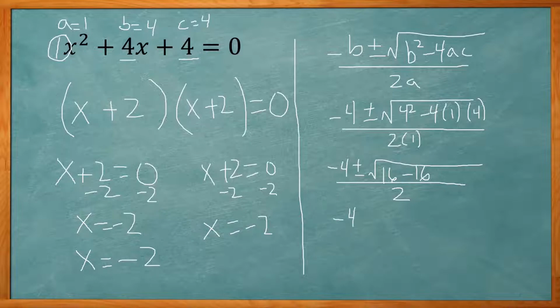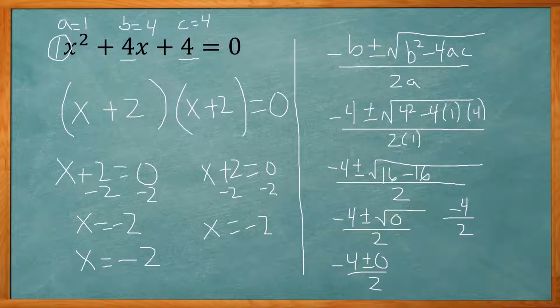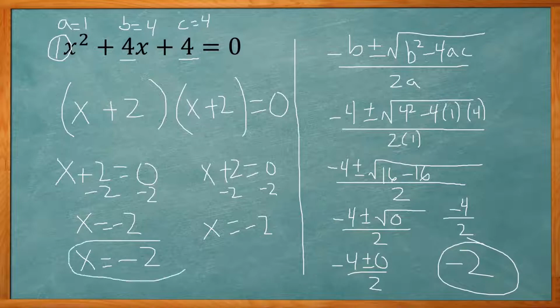So I'll get negative 4 plus or minus the square root of 0, divided by 2, or negative 4 plus or minus 0 over 2, which is really just negative 4 divided by 2, and negative 4 divided by 2 is negative 2. Okay, so this is the same answer we got doing it both ways.